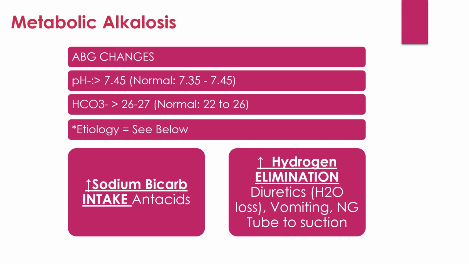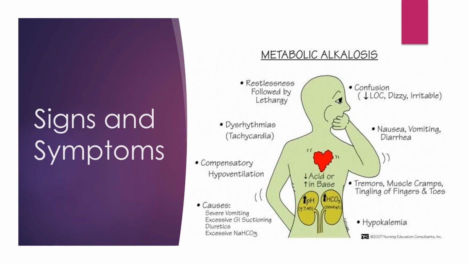Metabolic alkalosis, our ABG changes, our pH is greater than 7.45. Our bicarb is going to be greater than 26. This is caused by increased sodium bicarb intake. So this is like accidental acid overdose or taking too many antacids. And increased hydrogen elimination, and this occurs during diuretic usage. So you have a lot of water loss, vomiting, and NG tube to suction.